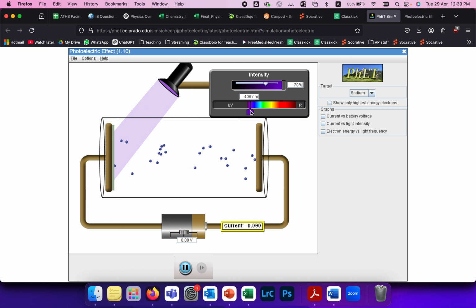Fine, let's bring it back to here. Yeah, that's fine. Next, this is fine. I now have electrons moving. This is a current. Electrons are moving. I have created electricity using light.